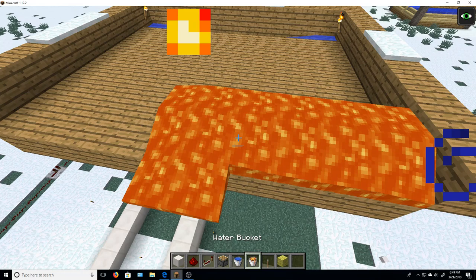Minecraft music is so nostalgic. I've been playing Minecraft since I was 6, maybe 7. Actually, it was before I was in school, so I was 5 or 4 at least.